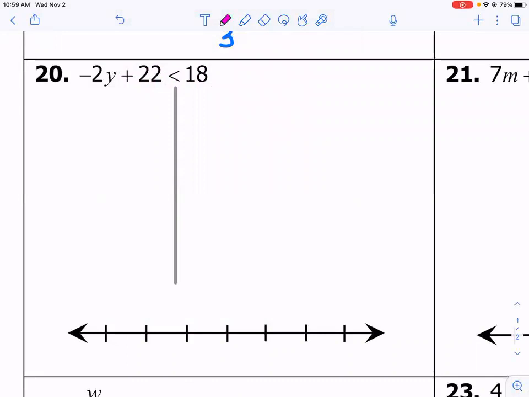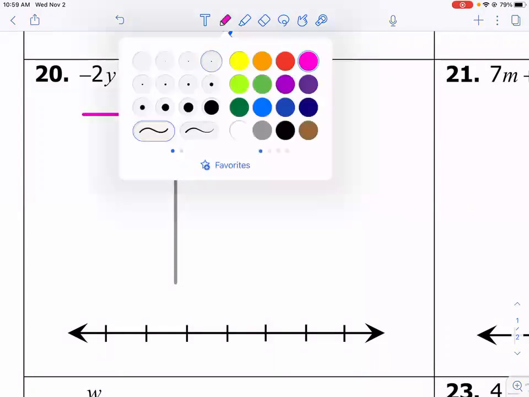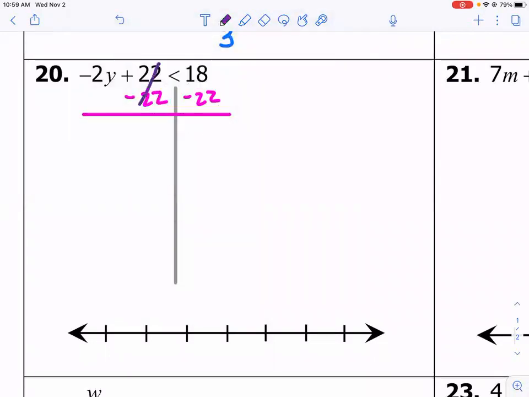Hey, Cordell, what do you think? What do we move first? 22, and how do we move it? Good, let's subtract it from both sides. So we're gonna get negative 2y is less than, you said 4? Oh, it would be negative 4, you're right. Oh, Cora, this one was just made for your question. Okay, so do you agree with what we have? Negative 2y is less than negative 4.